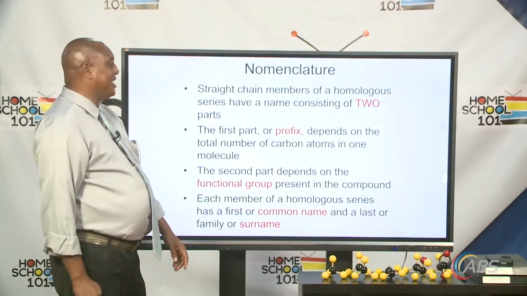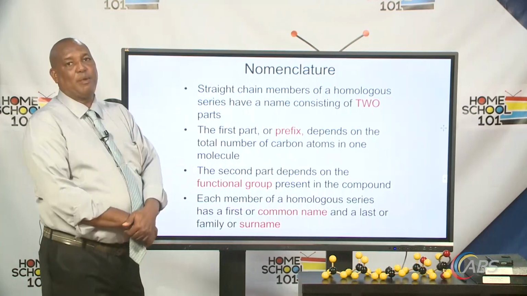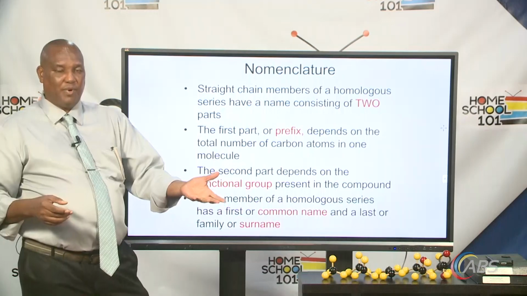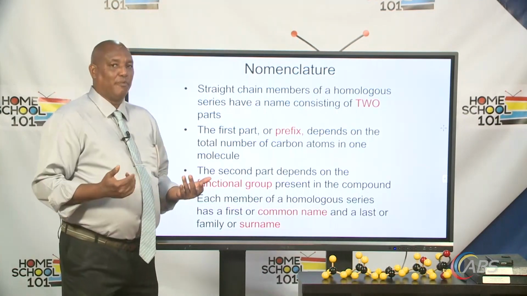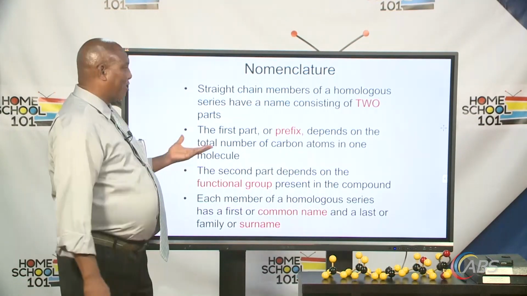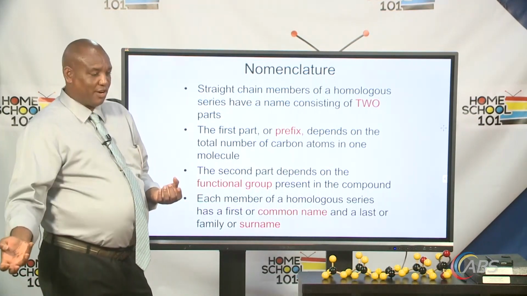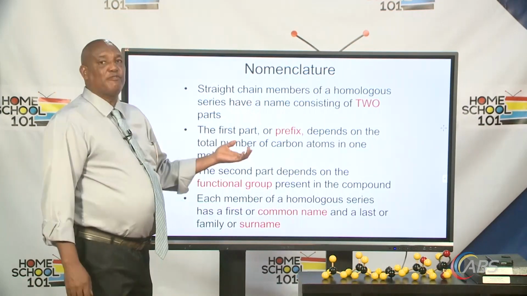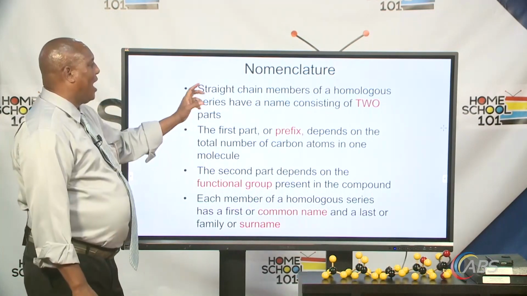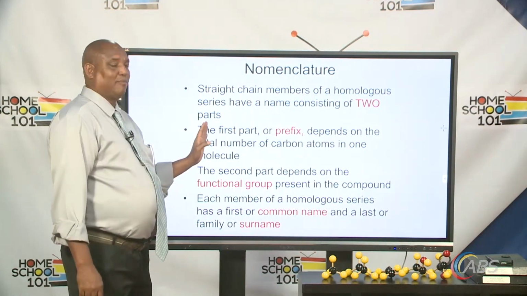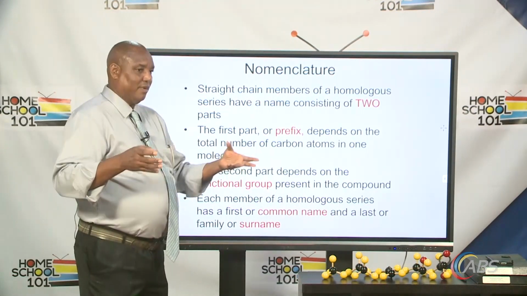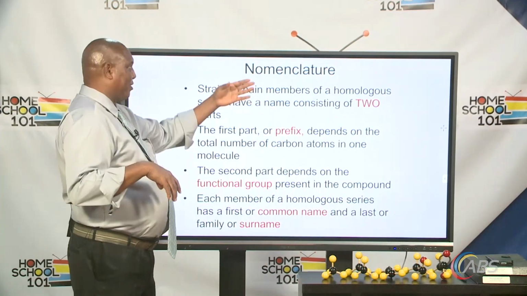Now, nomenclature, how do we name these compounds? Straight chain members in homologous series have the name consisting of two parts. So there's a first name, much like we have a first name, and then we have a last name or a surname. Okay, so a common name or a Christian name, and then your surname or your family name. The same thing here for nomenclature of organic chemistry compounds. So straight chain members of the homologous series have a name consisting of two parts. A prefix, so the first part, the first name, the Christian name for us is the prefix for organic chemistry.